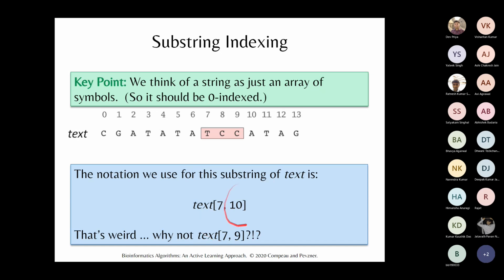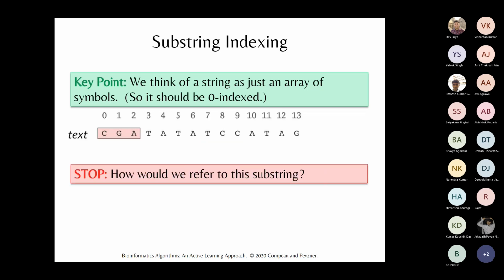Why do you think I am representing it as 7, 10 and not 7, 9? So upper bound isn't included. Upper bound is not included, but it also helps us to inherently calculate the length of the substring quickly, right? By just subtracting the first index from the last. But you can do that otherwise as well. It's just a notation, right?